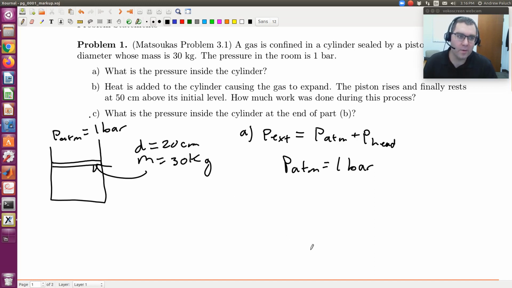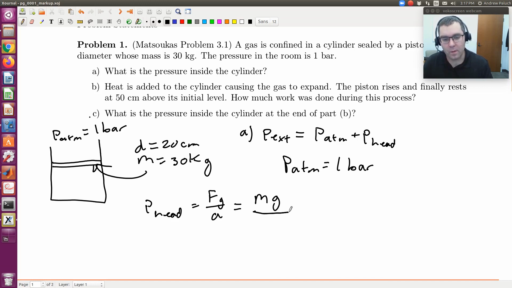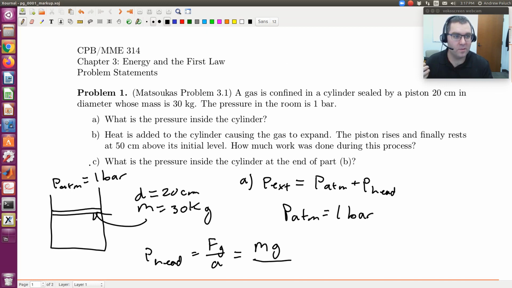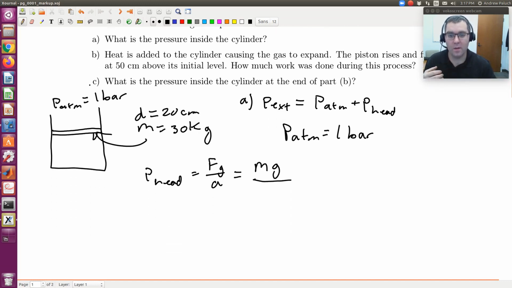Well, the key is to remember that pressure is a force per unit area. So the pressure of my head is going to be equal to force per unit area, where here we're dealing with the force due to gravity on the piston head itself. So my force will be equal to the mass of that piston head, m, times g. What's the area? We have a cylindrical piston head with a diameter of 20 centimeters. The area of a circle is pi r squared.